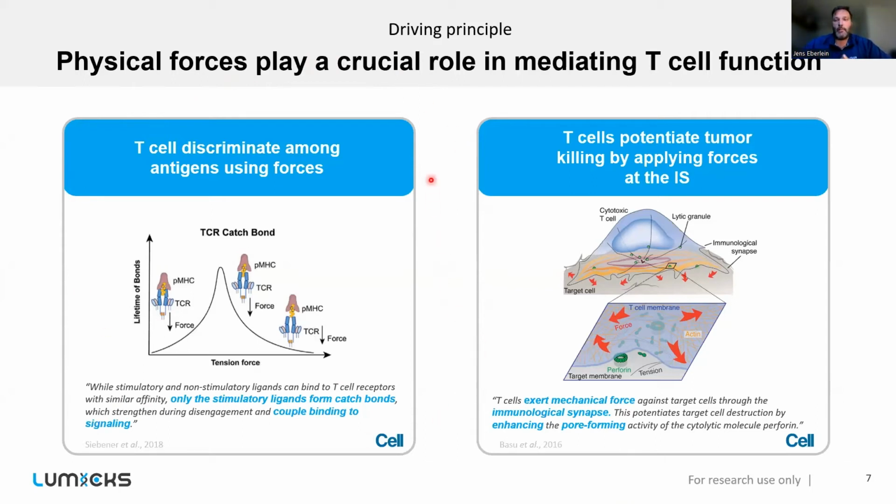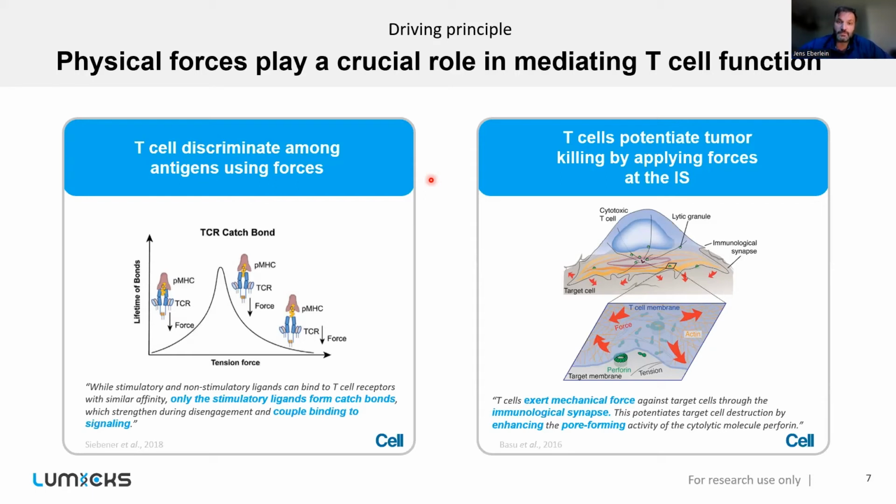We have, for example, cell receptors that can have similar affinities as measured by SPR. But if you apply a pulling force on these, you will see that some are slipping away once force is applied, forming so-called slip bonds. And then you have some TCRs that form these Chinese finger trap principle interactions, catch bonds. When you apply a force, it actually strengthens the interaction.